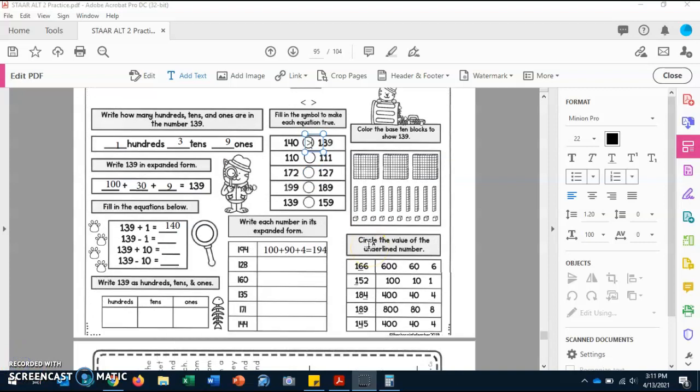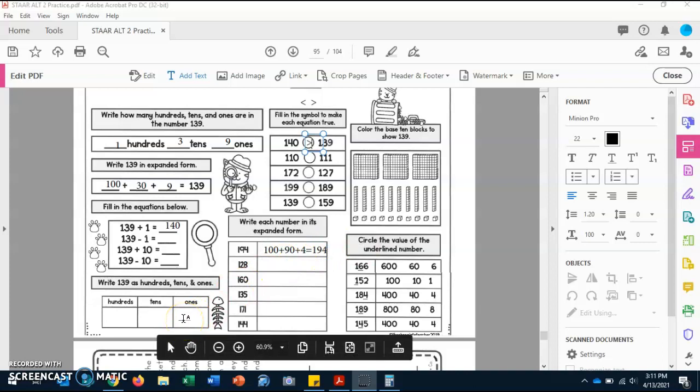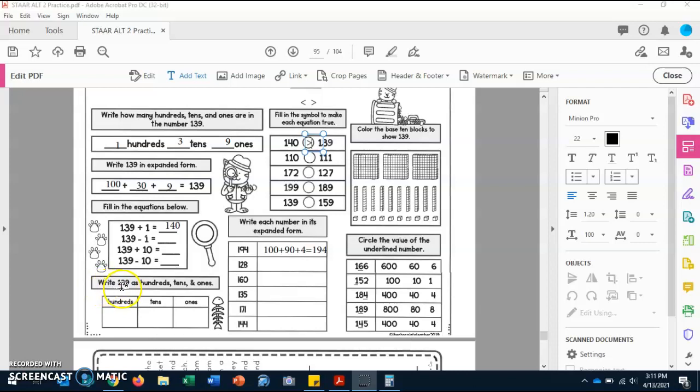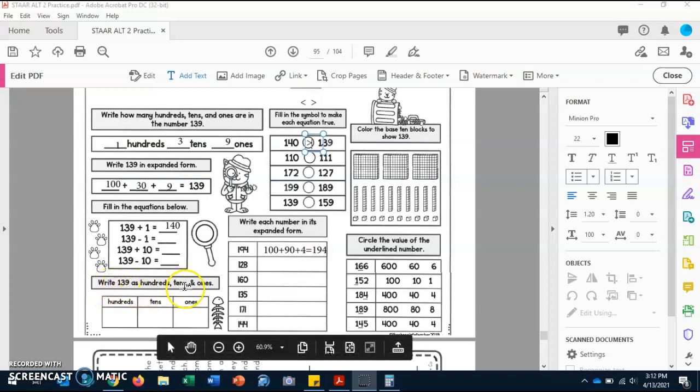Okay, awesome. And over here in the bottom, it says write 139 as hundreds, tens, and ones. So the same thing we did up here, we will do here in the bottom.